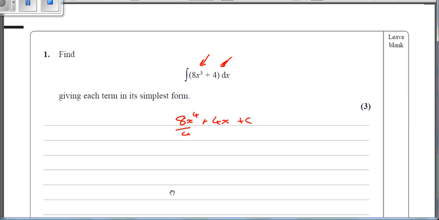It's a silly mark to drop. And then we're going to simplify it. So 8 over 4 just goes to 2. So it's going to be 2x to the power of 4 plus 4x plus c. And that's how to do the integration questions.